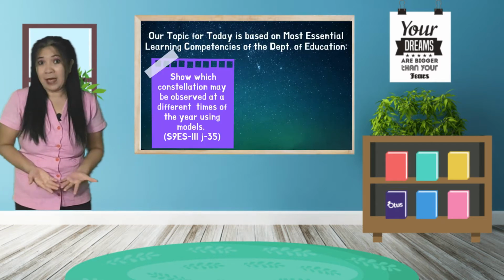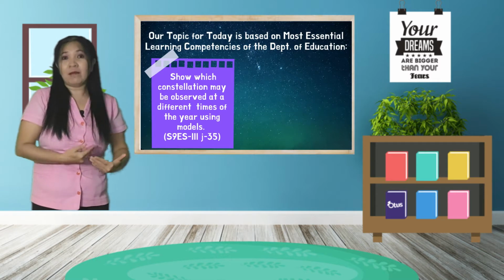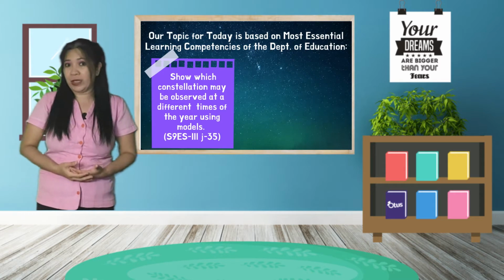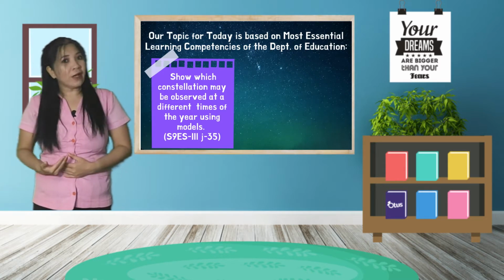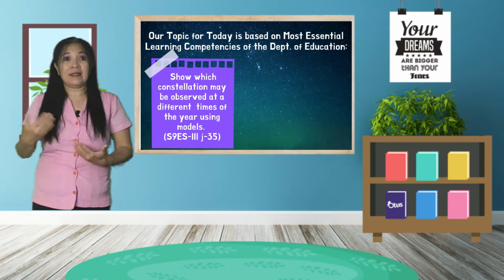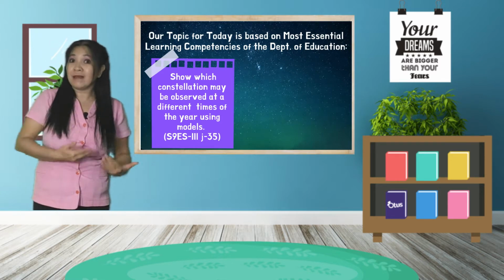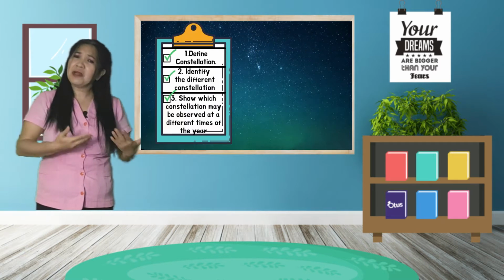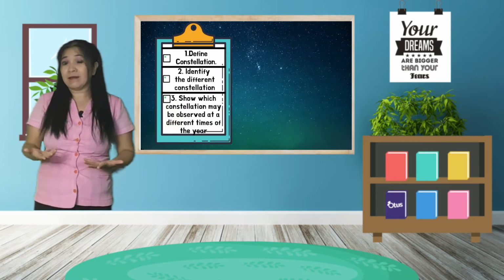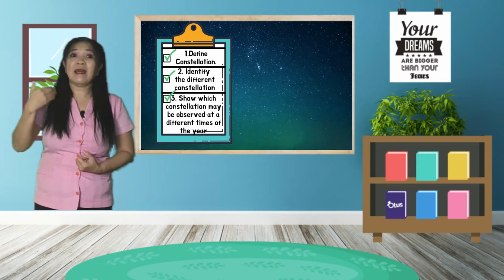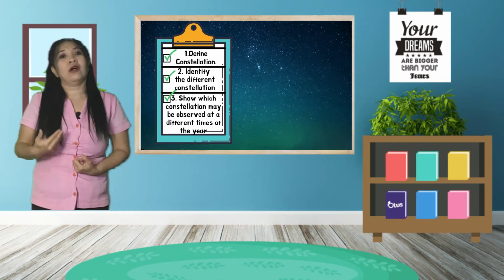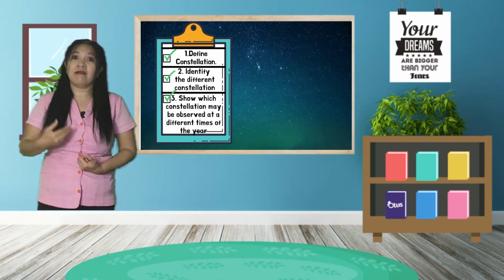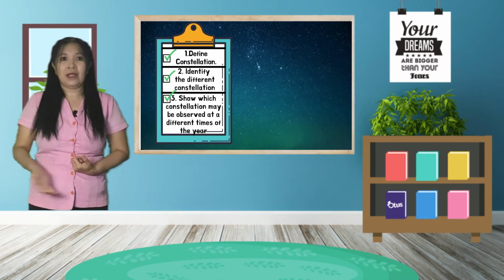This topic is based on the most essential learning competencies of the Department of Education, which is to show which constellation may be observed at different times of the year using different models. At the end of our lesson, you are expected to first define constellation, identify the different constellations, and of course, show which constellation may be observed at different times of the year.